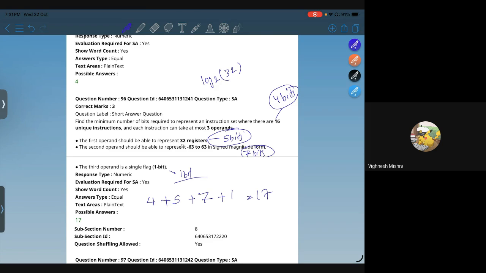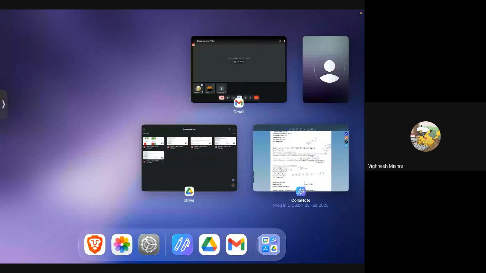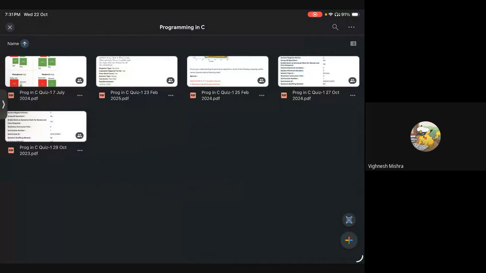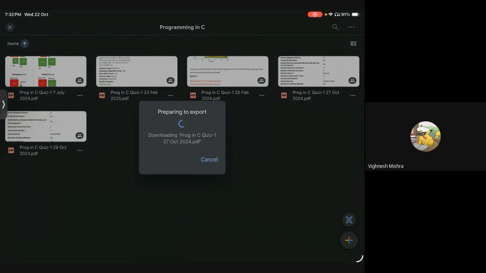Okay, fine. Let's remember this one, in case we find it in another paper. Okay, Feb is done. Let's go to October 2024.